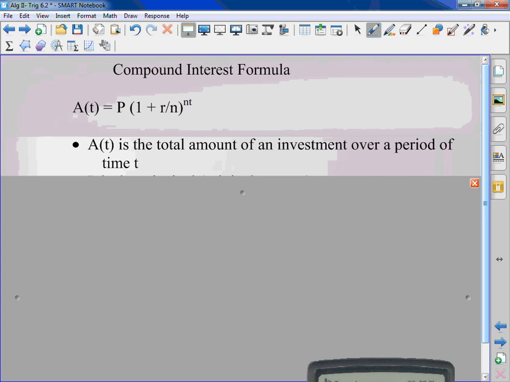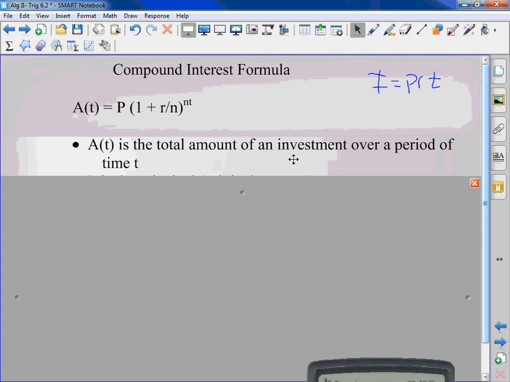This is compound interest. There's two different types of interest: simple interest and compound interest. It's not plus or minus. We use this in money a lot. The basic one is I equals PRT. That will tell you just basic interest, how much you make.